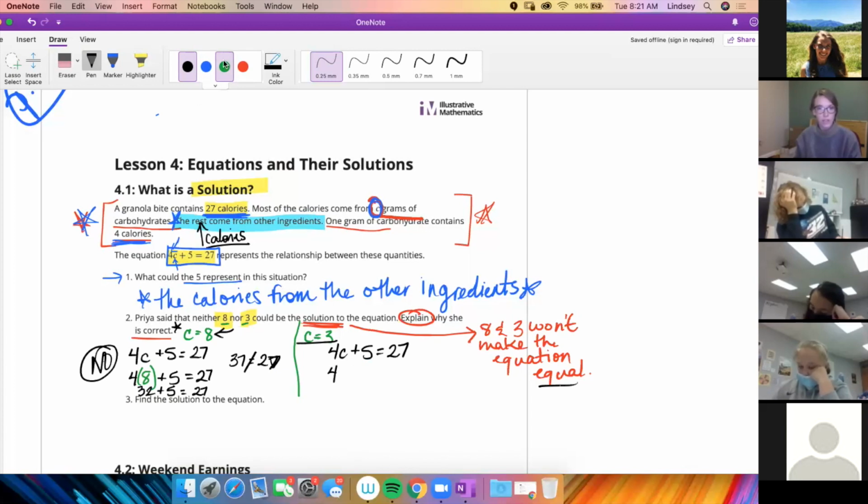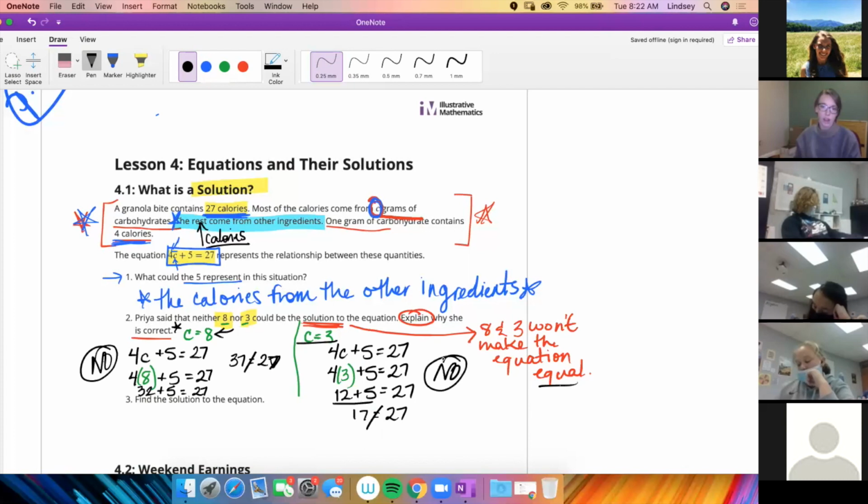So we have 4 times 3 plus 5 equals 27. All right, what's 4 times 3? 12. 12 plus 5 equals 27. What's 12 plus 5? 17. Does 17 equal 27? No, it does not. So that would not be true. So once again, it is not a solution.